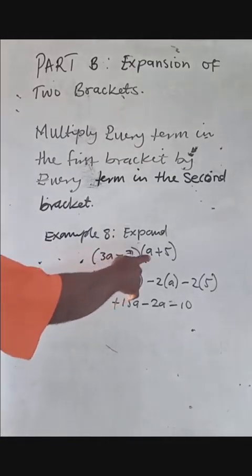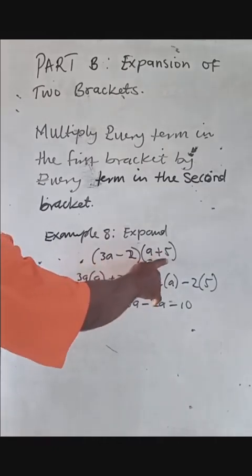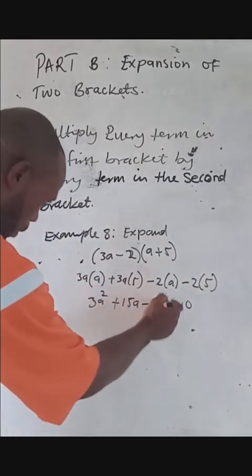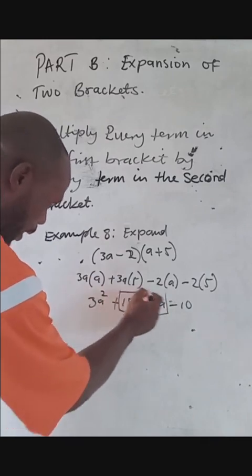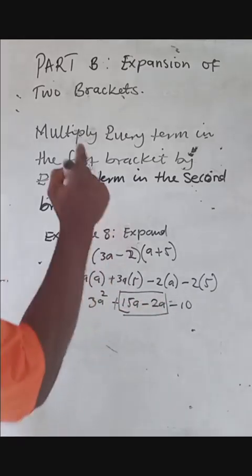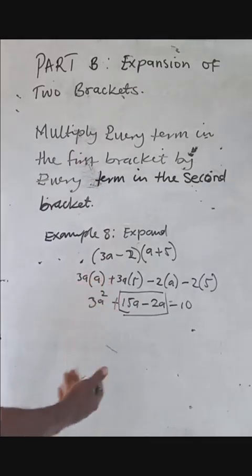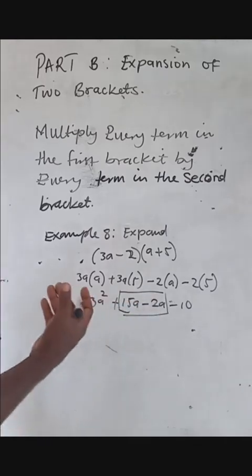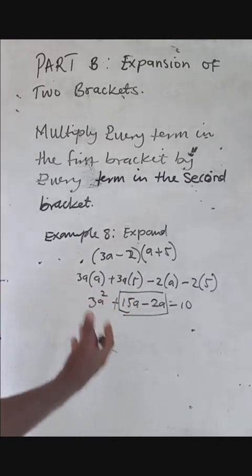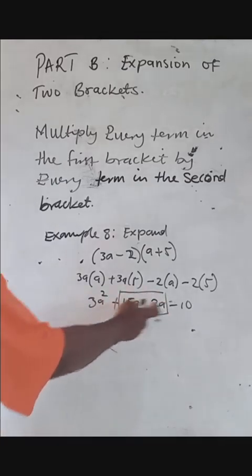So negative 2 multiplied by a is negative 2a. Negative 2 multiplied by 5 is negative 10. Okay, therefore, these two terms are like terms because they contain the same variable, from our previous lessons. When two or more terms contain the same variable, you refer to them as like terms. Therefore, 15a and minus 2a are like terms, so we can subtract 2a from 15a.